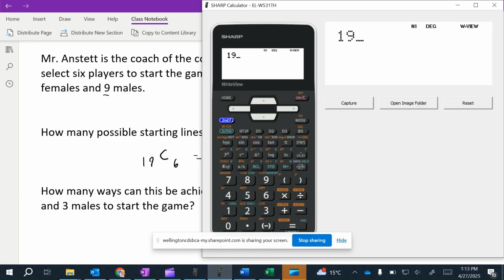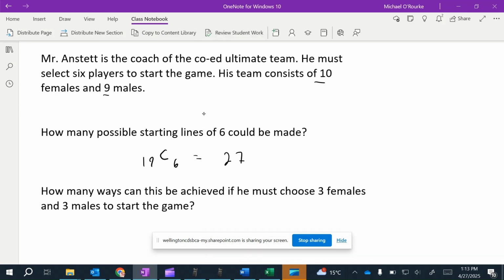Now, as I go through this, I'm not going to calculate it every time, but on a test, I am going to expect you to calculate it. 27,132. Give me both answers.